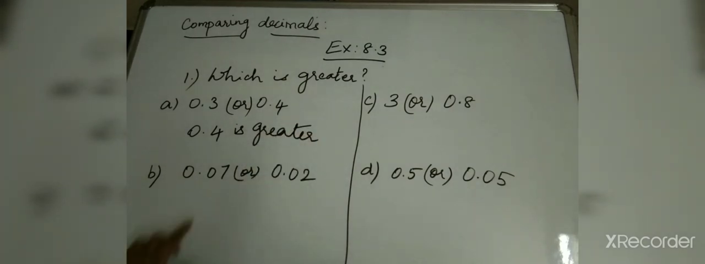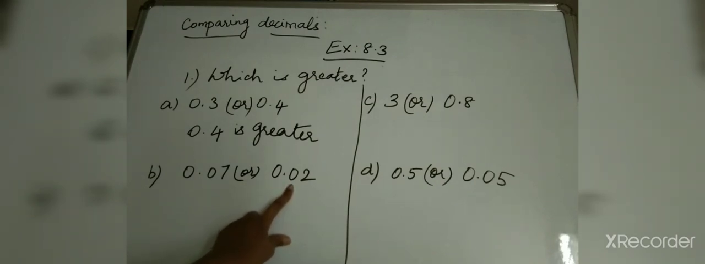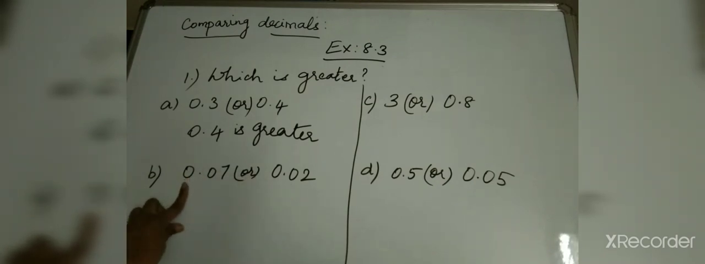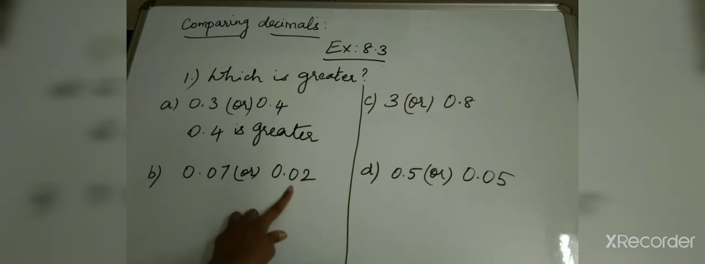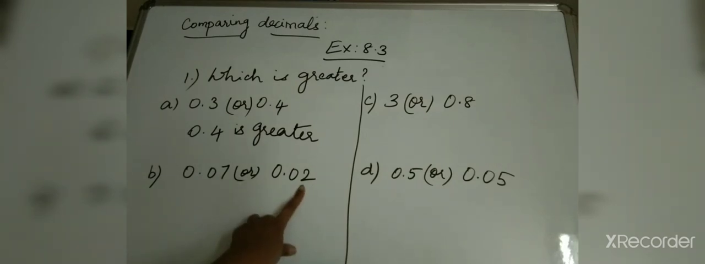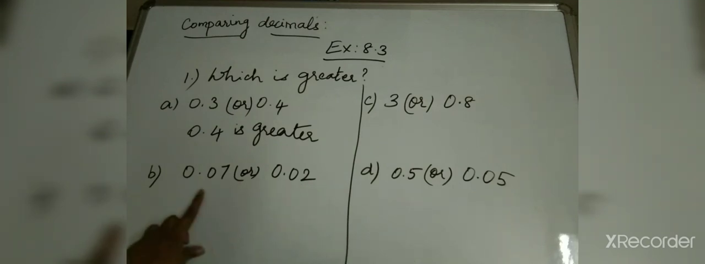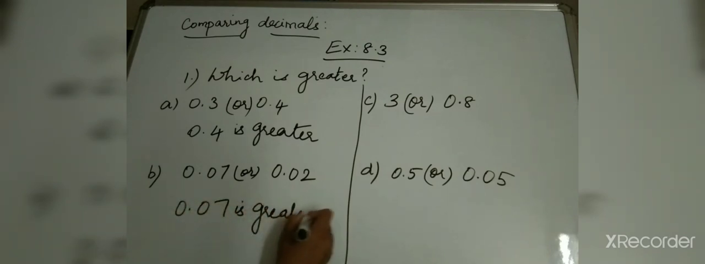Clear? Next one, 0.07 or 0.02. Okay, so start from the leftmost digit. Okay, so 0 here, here also 0. Okay, so now move to the next digit. Here also 0 and here also 0. Both are same. Now we have to look into the next digit. Okay, so here you have 7 and here you have 2. Okay, so which is greater? 7 is greater. Okay, so we can say 0.07 is greater.